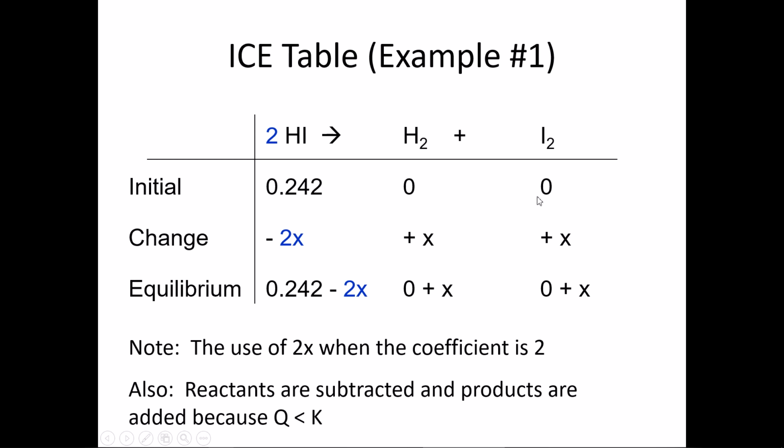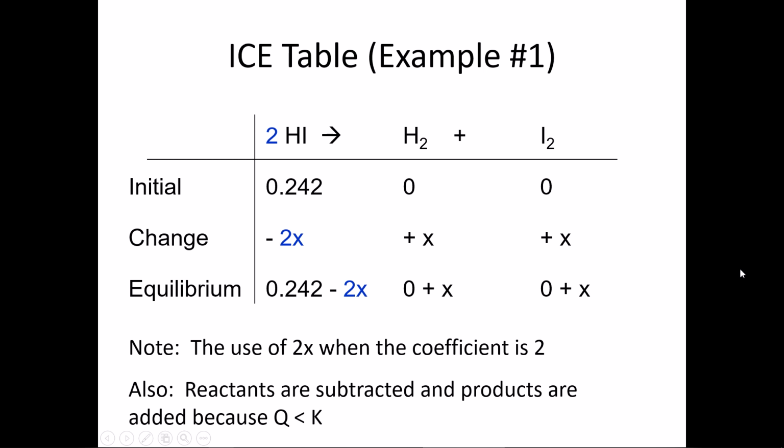We have zeros for our products because we haven't made any products yet. Then on our change row, we have minus 2x. Now the 2 comes from our balanced chemical equation. Any coefficients that we have in the equation need to be pulled down to the change row as well. So if I have 2HI, the change row is minus 2x. H2 and I2 are just plus x because their coefficients are 1. Then on the equilibrium row, pulling everything down, 0.242 minus 2x, and then x for each of our products.